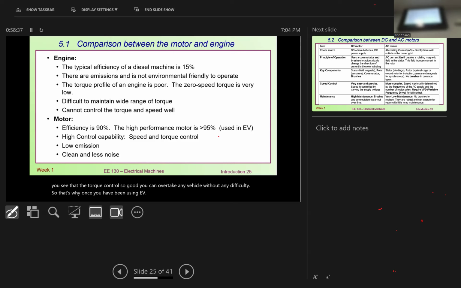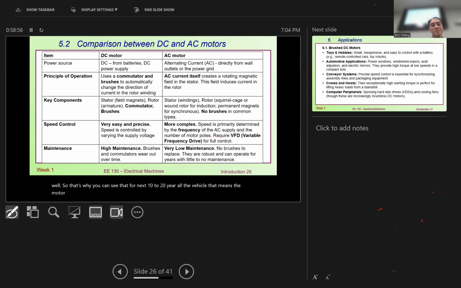So that's the major difference in motor control. We can control a motor much more easily using electrical control, but for the ICE, we can't control the speed really well. So that's why for the next 10 to 20 years, for all vehicles, the motor drive will be the winner.